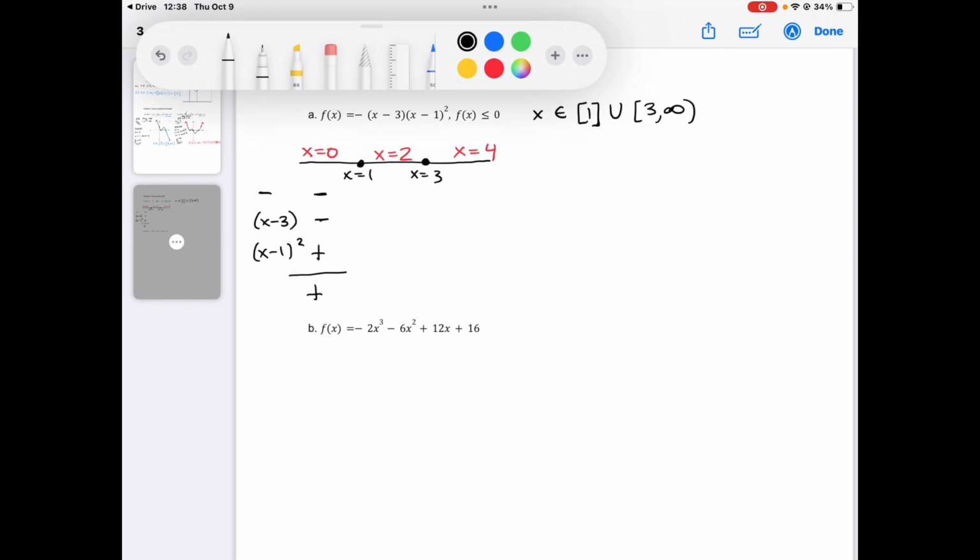In the middle, I'm substituting in 2. So my first one is always negative because it's just negative 1. 2 minus 3 is also negative. This last one is going to be positive.